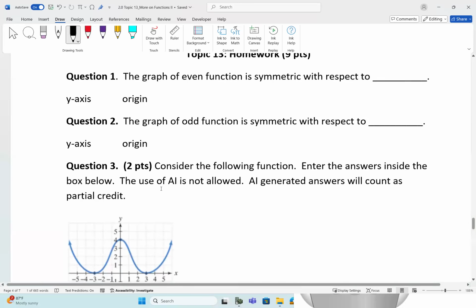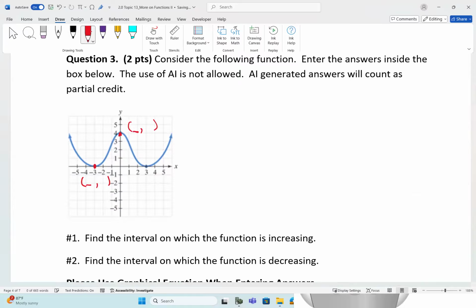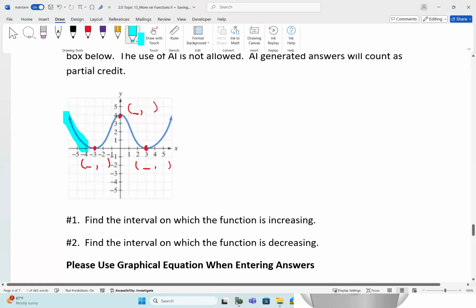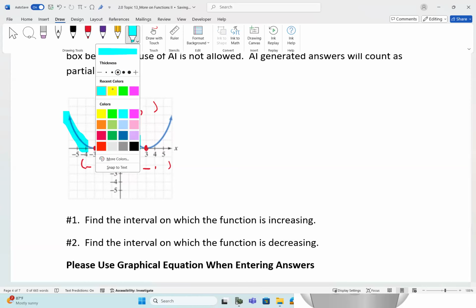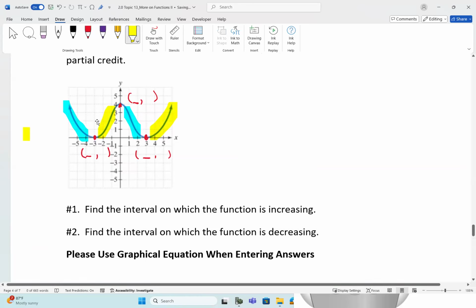Questions number 1 and 2 come from the handout. All right, question number 3 here on the homework. Find the interval on which the function is increasing. We have to find these points, right? This point right here, you have to know the x value, just the x value. Then I will tell you which part is increasing and decreasing. As you can see, this is decreasing, this is decreasing, and then this part is increasing, and that part is increasing. So only use x values, okay?